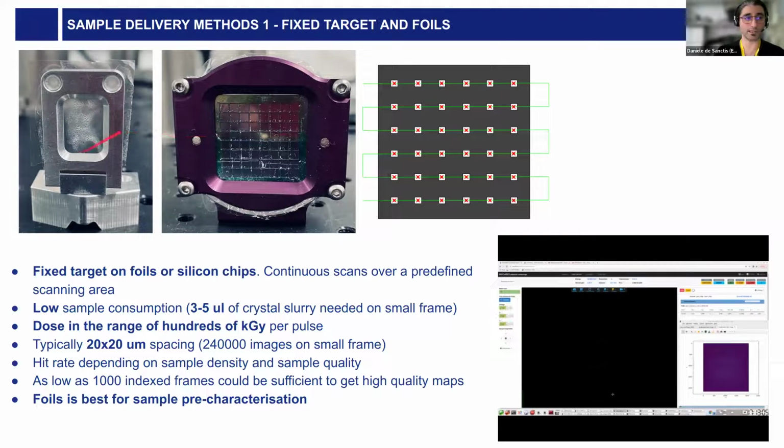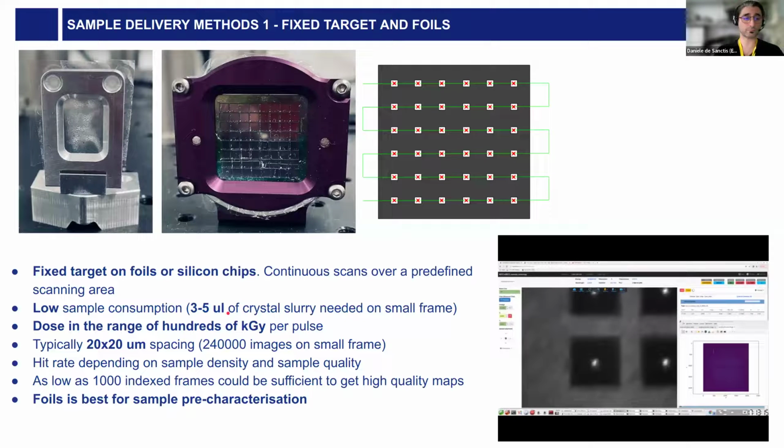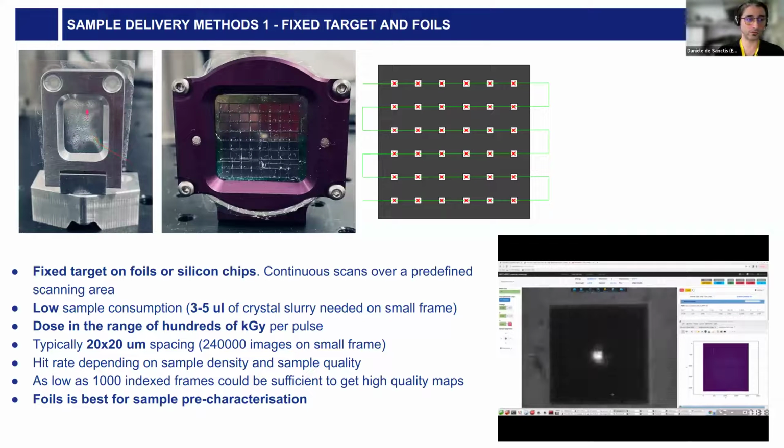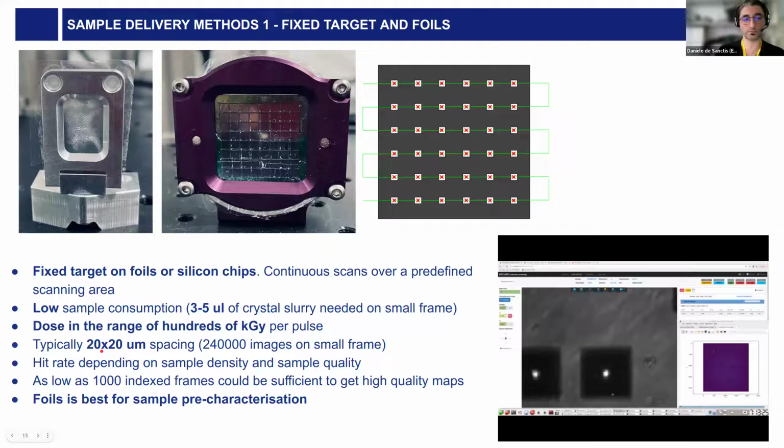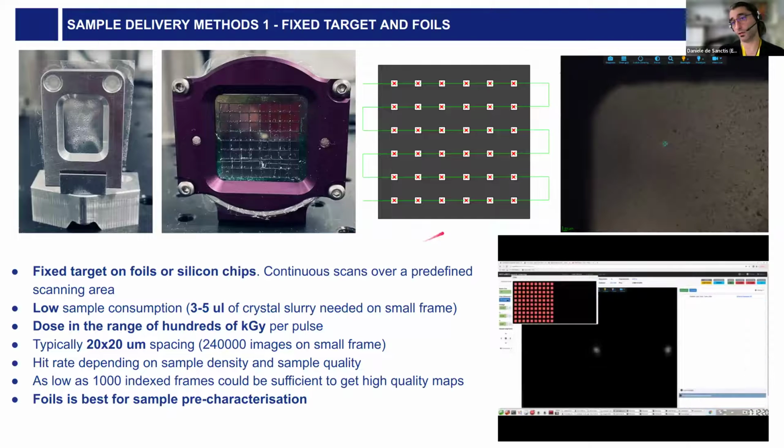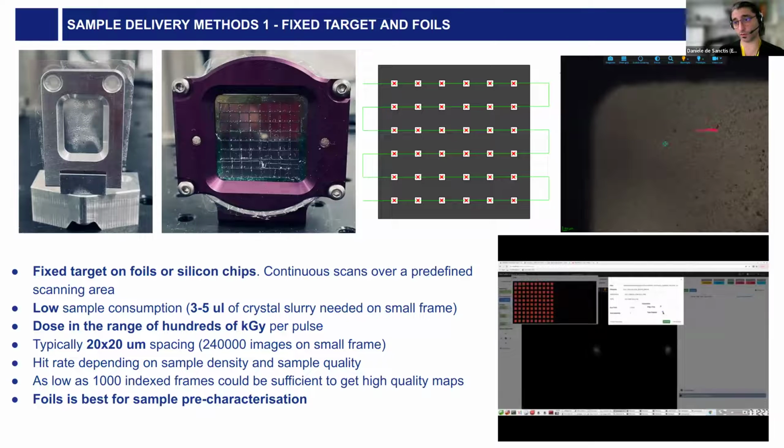On a support like that, this doesn't consume a lot of sample at all, because it's enough to load 3 up to 5 microliter of crystal slurry. And out of a support of this size, we usually collect 240,000 images with a spacing of 20 by 20 micron. As I said, this is a very successful system to be used for pre-screening. And this is how it looks in the MS-Cube interface. You see the crystal slurry, which is distributed everywhere, and then we scan on this area.